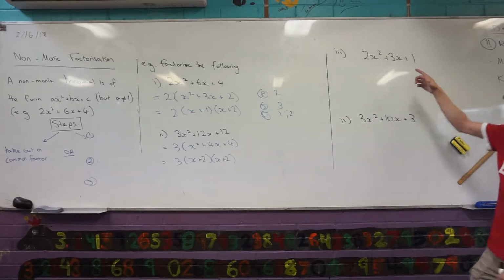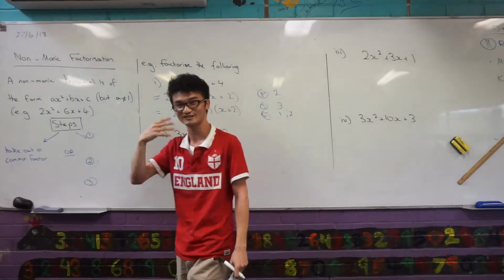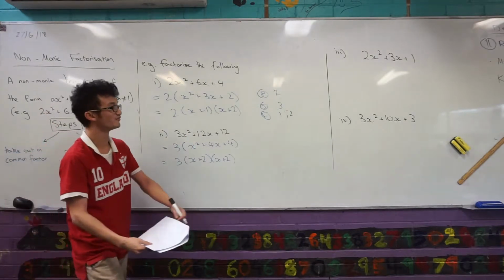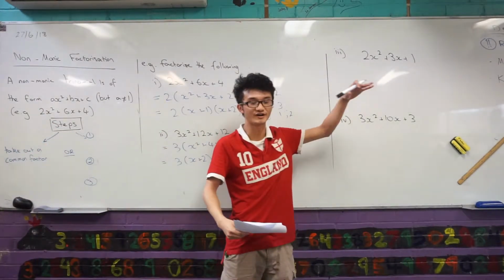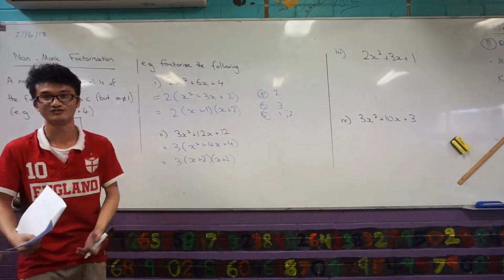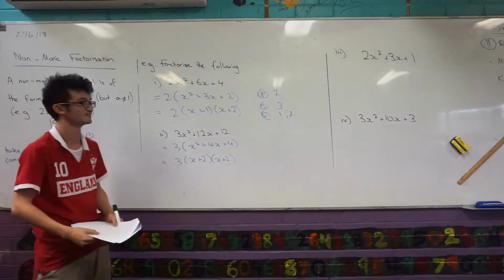Okay, let's look at this one here. This one's an interesting one, because we know that it's non-monic, right? We know that there's a number in front of that x squared there. So I want to think about how can I actually factorize it?